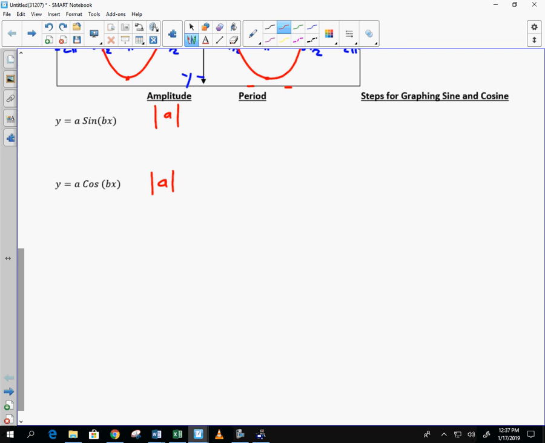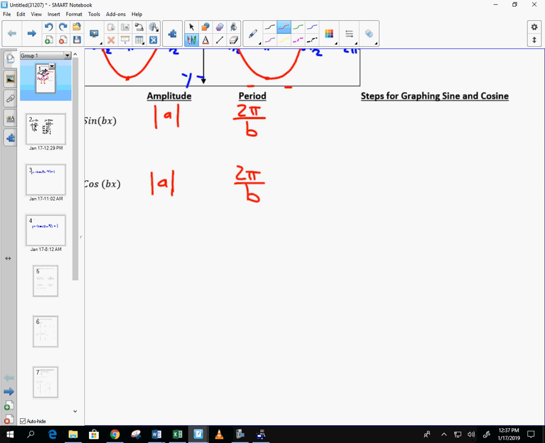And then the absolute value of A. The period is 2 pi, but if you put a b in front of the x, it's 2 pi divided by b for each of them. Now we're going to practice graphing those functions, knowing that the amplitude is the absolute value of A and the period is 2 pi divided by b.